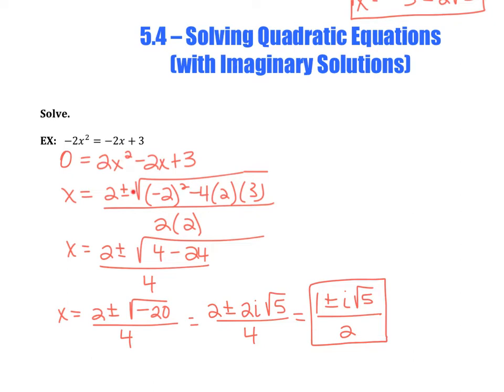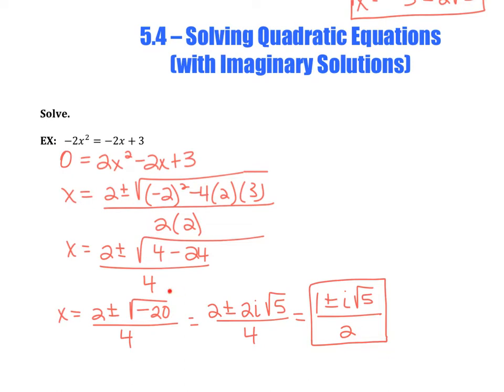So opposite of b plus or minus the square root of b squared minus 4 times a times c, all over 2 times a. If we simplify underneath the radical, keep in mind negative 2, all of that's being squared, so I get a positive 4. From the negative 4 times 2 times 3, I get a negative 24. So finally, I get the square root of negative 20 underneath the radical.